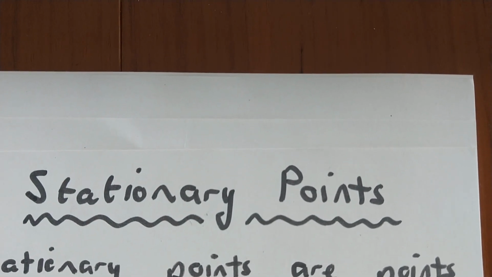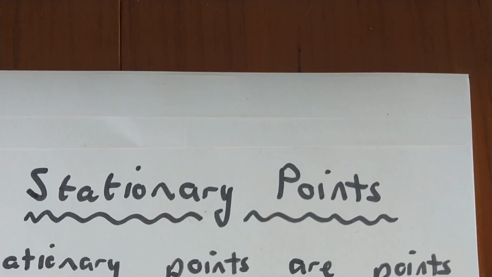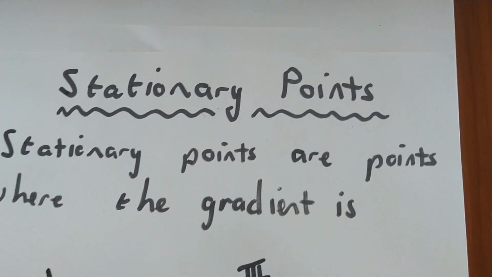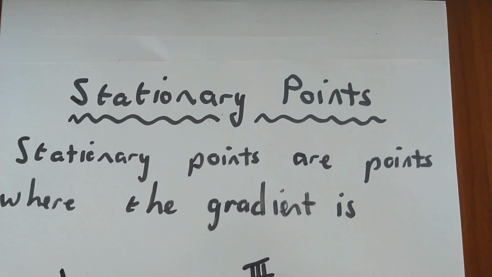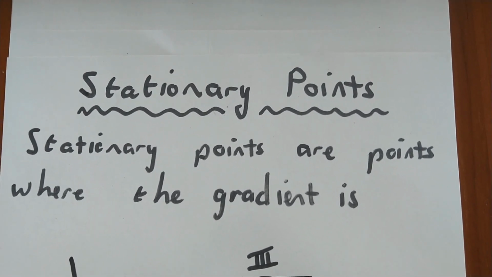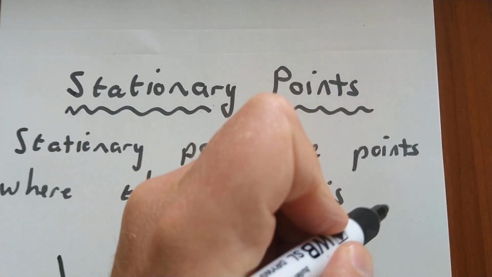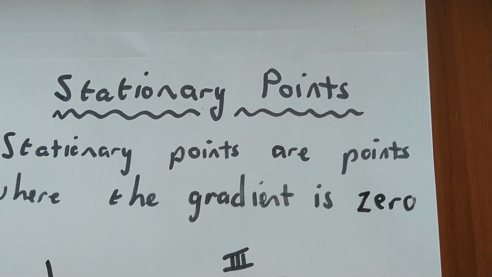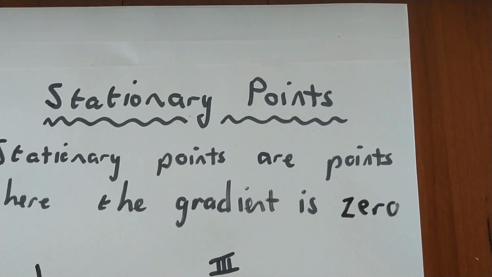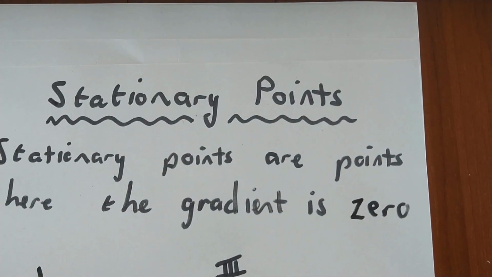Anyway, stationary points. That's points on a curve or on a graph. By definition, if not moving, that means for us, stationary points, mathematically speaking, are points where the gradient is 0. The graph is not going up or down at that instant.